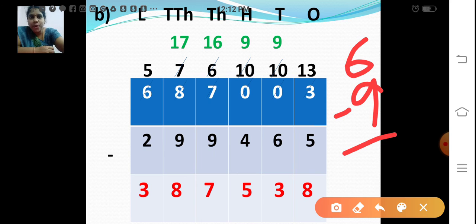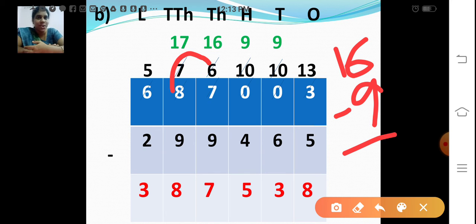So I'm going to borrow from the 10,000 place. If I'm giving 1, this will become 16. 16,000 minus 9,000. I'm giving 1 from the 10,000, right? That means 10,000 is there. 10,000 plus 6,000, 16,000 minus 9,000.